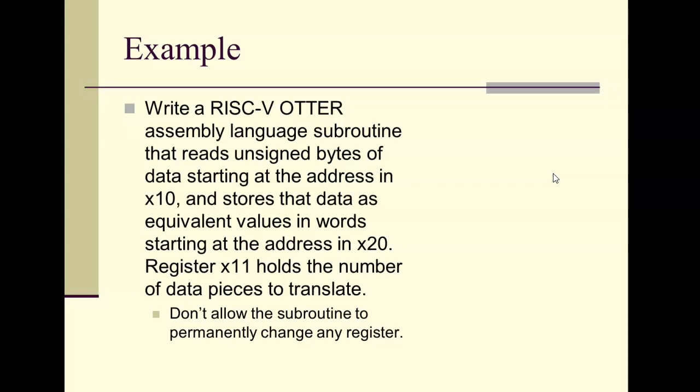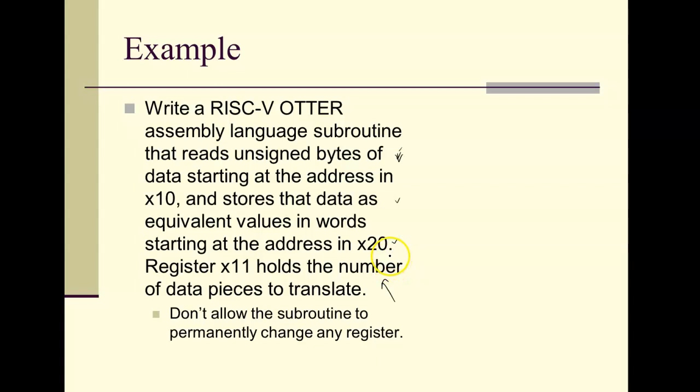Essentially this is a problem that is going to read bytes from memory, and it's going to store those as words. So it's going to read unsigned bytes from some address, and store them at some other address as words. It reads in a byte, stores 4 bytes. So it's unsigned bytes, starts at x10, and I'm going to store it at x20. How many I'm going to do is the number in the x11 register.